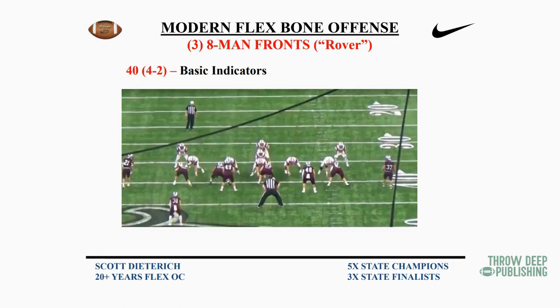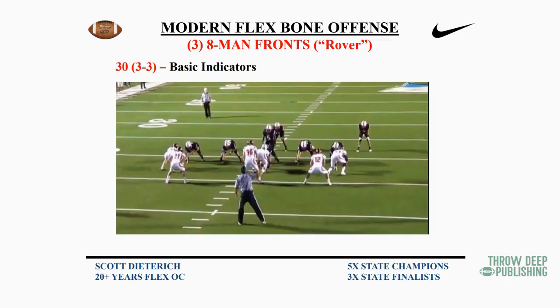Okay, 8-man fronts is our first category of defenses. There are 3 of those, and there are 2 7-man fronts. These are what we call rover defenses because these outside guys right here are rovers, and they're consistent in every 8-man front. 40 defense to us is really a 4-2, but the way we distinguish that for the quarterback is there's no zero defender. I know this guy's a shade on the center, but he's a shade, not a zero, and that's a difference to us.